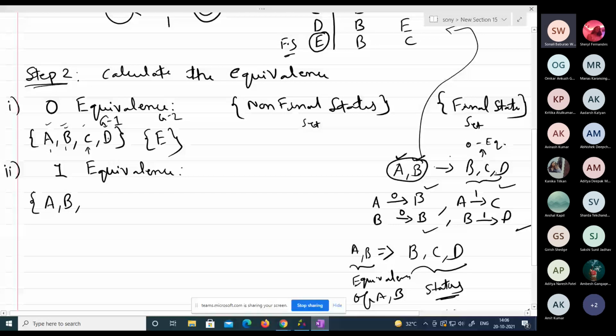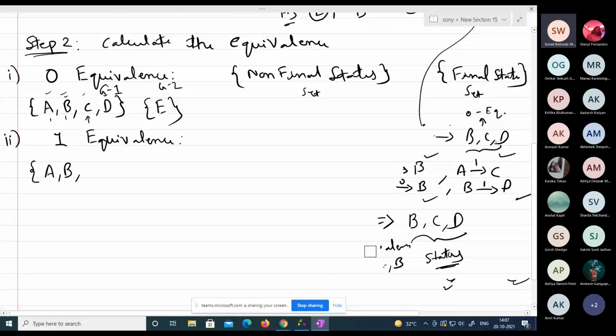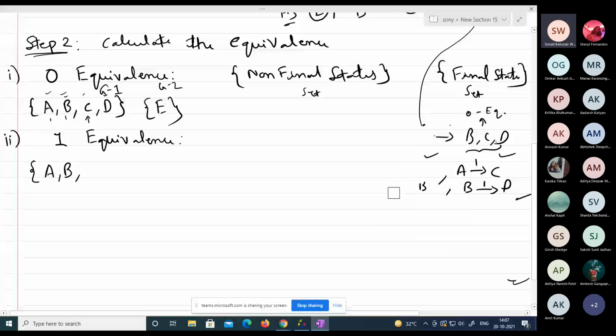So I will check for C. Okay, now I will check for C over here. For C, what will I do? What combinations can I have for C? As I told you, I want a pair of states together for computing or for checking the equivalence values. We have more examples also, so you will get a clear idea of this.